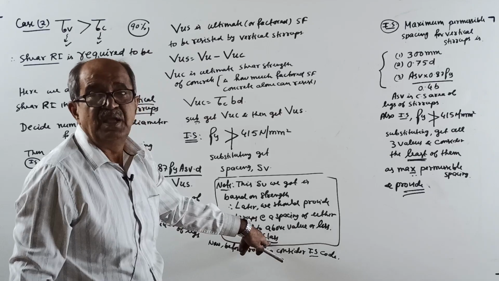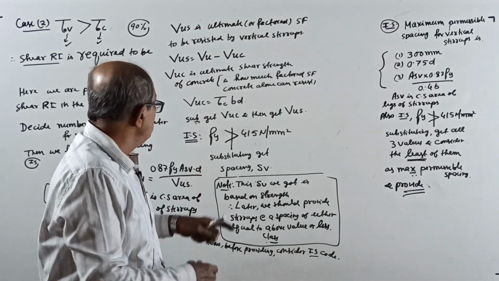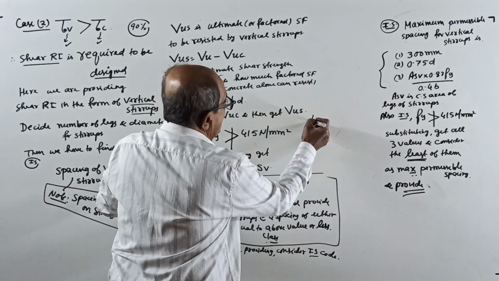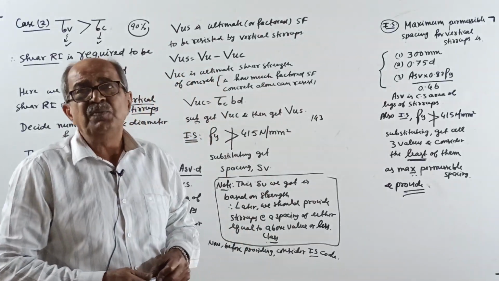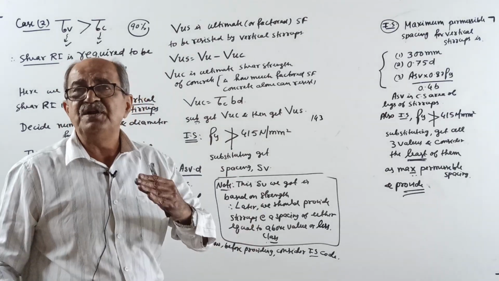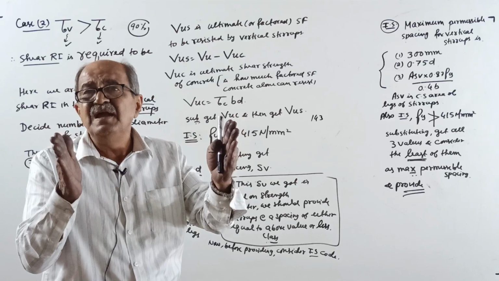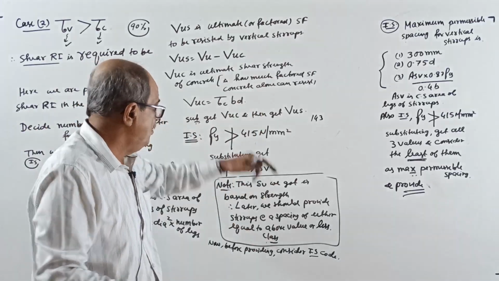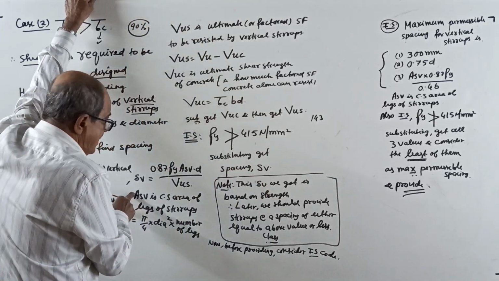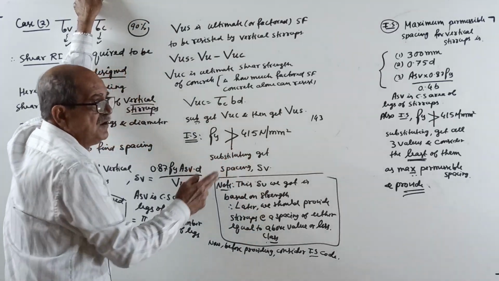The reason I told: suppose the spacing comes, for example, 143 mm. If you provide 143 mm, it is not possible. Round off, say 140. 150 you can't make. If you increase the spacing, it becomes weaker, since stirrups will go further away. Therefore, either equal to calculated or lesser. Now you got the spacing.